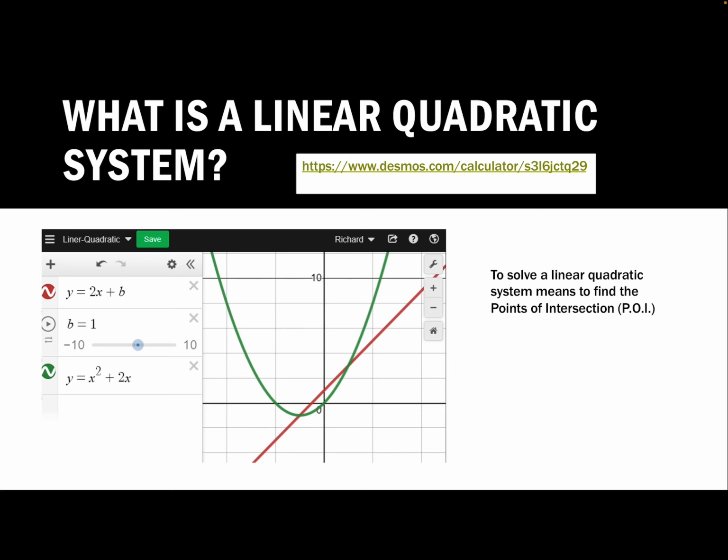So what is a linear quadratic system? It's simply when we have a linear function and a quadratic function, and we're trying to find their points of intersection. Let's go ahead and take a look at this in Desmos.